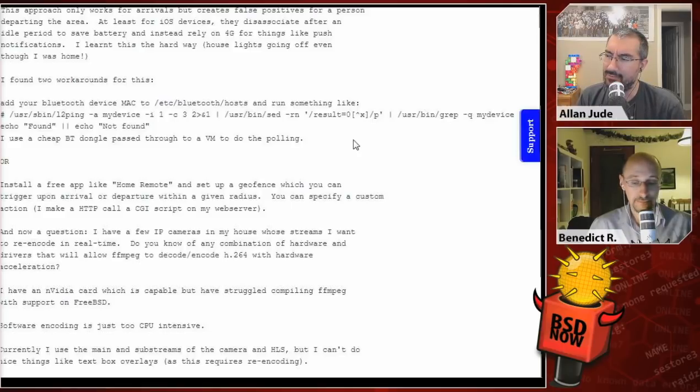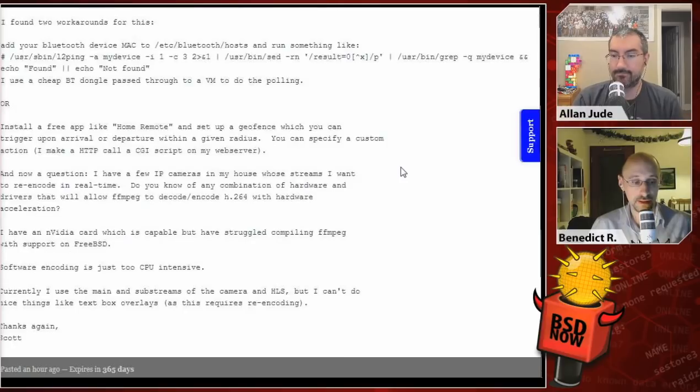But that would only really cover if you were sitting close enough to the machine for Bluetooth, right? To reach that, yeah, to have the signal. I use a cheap Bluetooth dongle passing through to a VM to do the polling, or install a free app like Home Remote and set up a geofence which you can trigger upon arrival or departure within a given radius. You can specify a custom action. I make an HTTP call, a CGI script on my web server, for example.